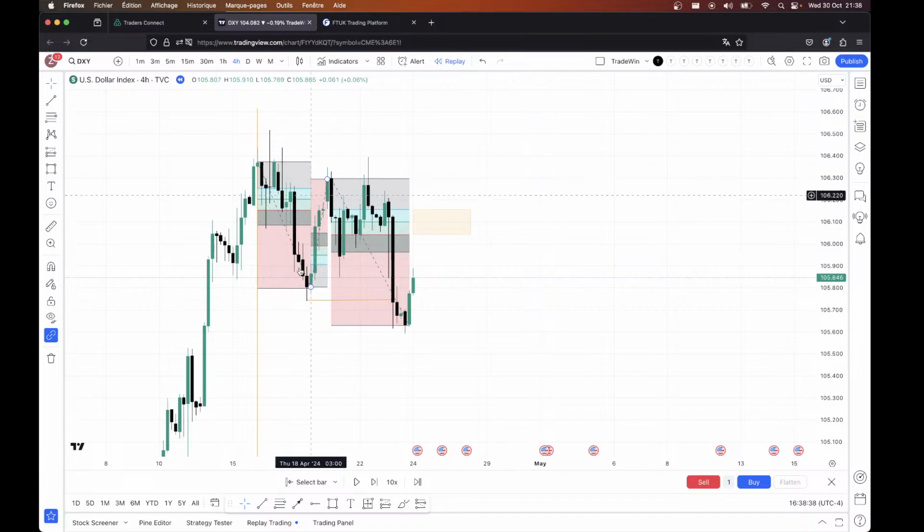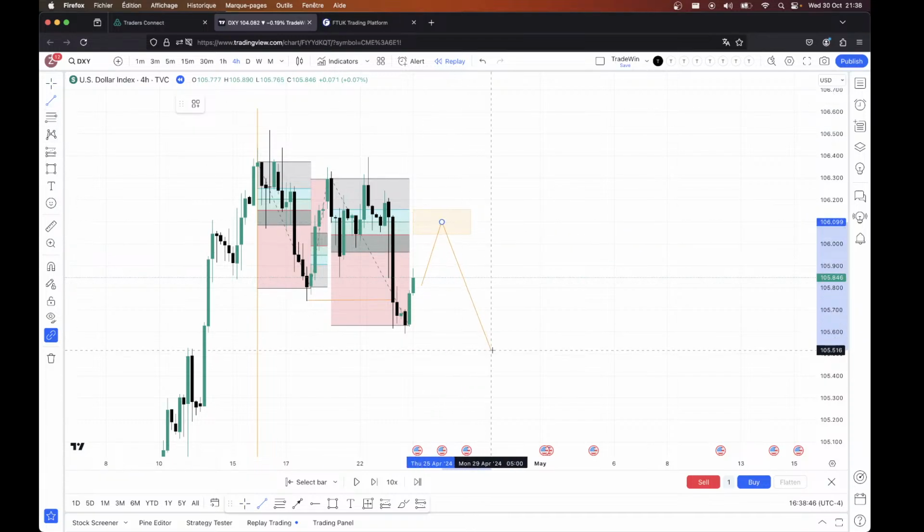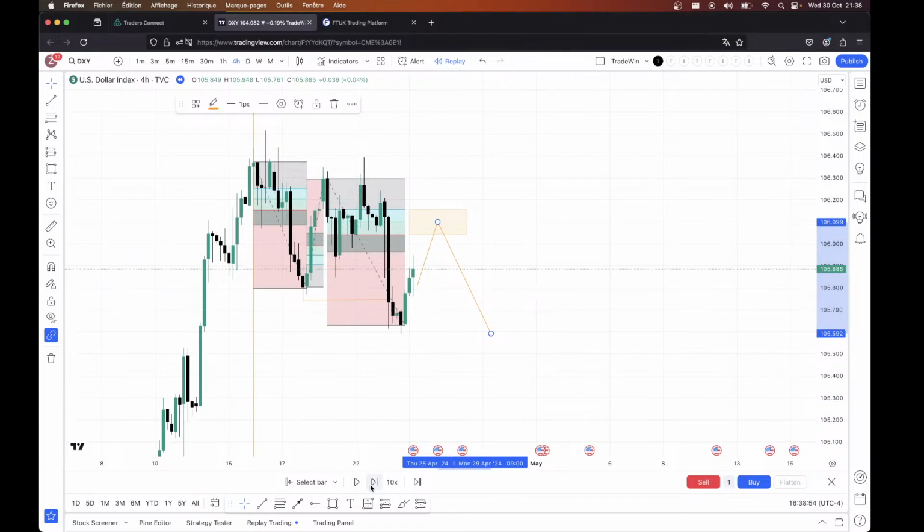Let's clear the graph. Okay. If price comes back here, gets rejected, we could expect to go to this low again. Okay, do you see where I'm going? Let's see what price does.